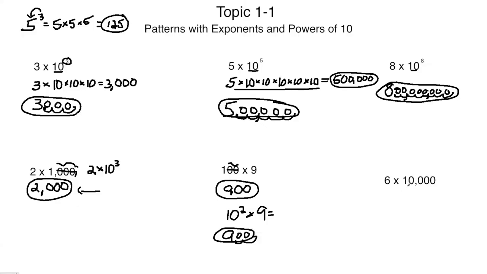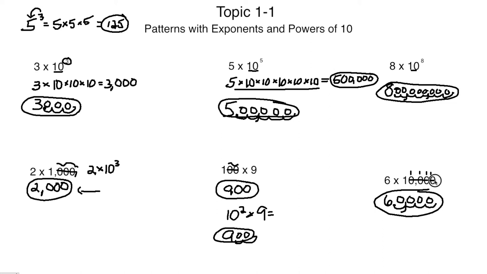All right, your last problem is 6 times 10,000. Go ahead and push pause. Tell me what you get. Now, obviously, you can still use the butt cheek method on this one. How many zeros are there? 1, 2, 3, 4. 1, 2, 3, 4 butt cheeks. And add in the zeros, and you get 60,000. Circle your answer.